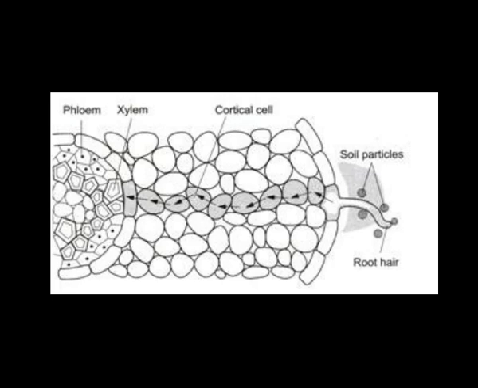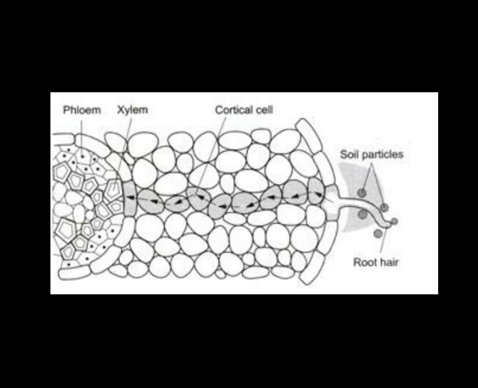Everyone, see figure 4.13 present on page number 47. See, that is a cross section of a part of a root which shows the cell to cell conduction of water from a root hair to xylem. You can see an extension of root hair, which is also already labeled as root hair through which water enters.